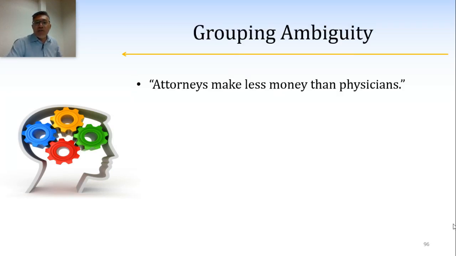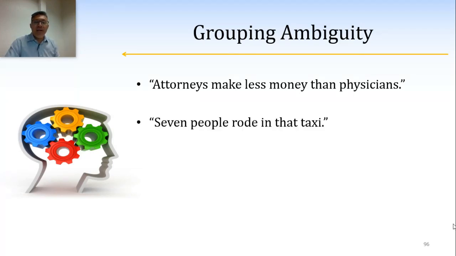If I said to you, attorneys make less money than physicians, are we talking about the entire population of attorneys as a group make less money than the total group of physicians? Again, that means the number of attorneys versus number of physicians plays a part in there, right? Or are we talking about average salary? That the average salary for an attorney, the average amount of money an attorney makes, is less than the average amount of money a physician makes. That would be talking about the individuals, individual attorneys, individual physicians.